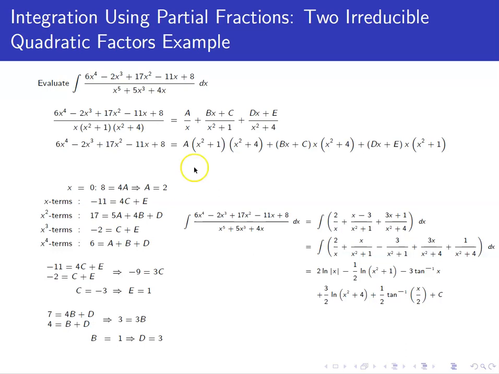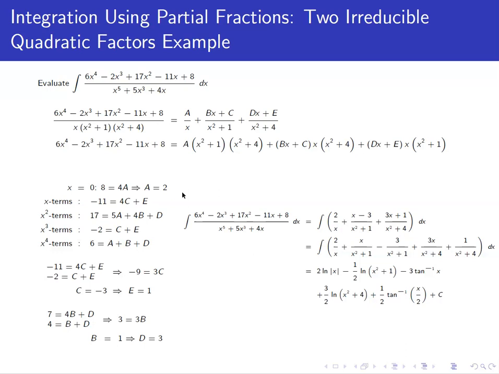Clear the fractions to get this polynomial equation. Notice that when you clear the fractions, the x will cancel on the a term, the x squared plus 1 will cancel on the bx plus c term, and the x squared plus 4 will cancel on the dx plus e term. We can put 0 in for x. That gives us the equation 8 equals 4a, so a is 2. But other than that, that's the only one where we can really plug in a good number to figure out what the constant has to be. So we need to set up other equations.